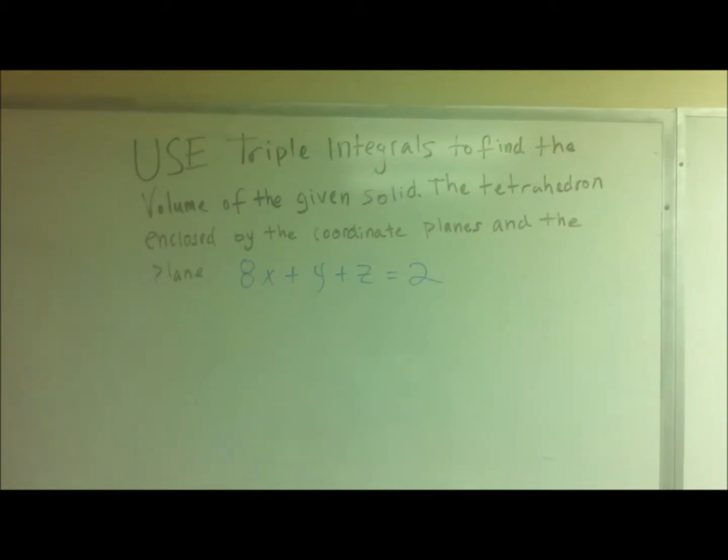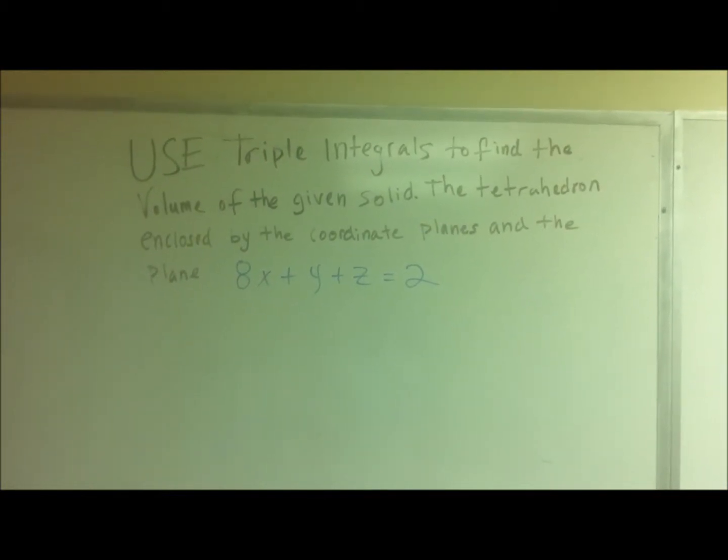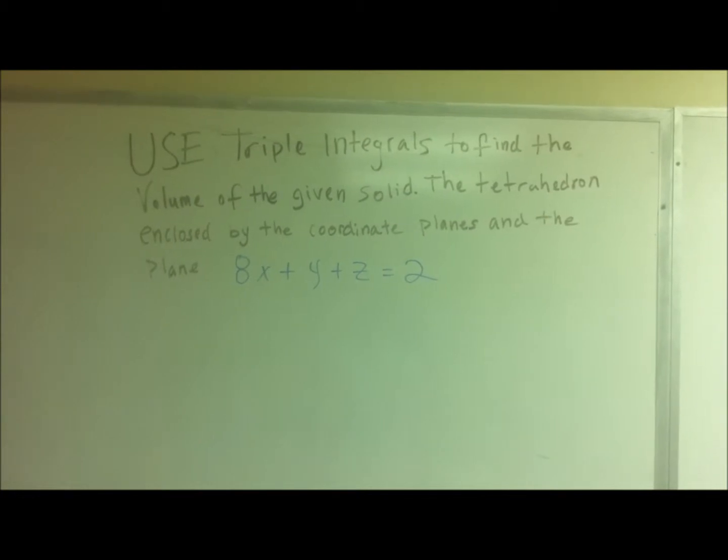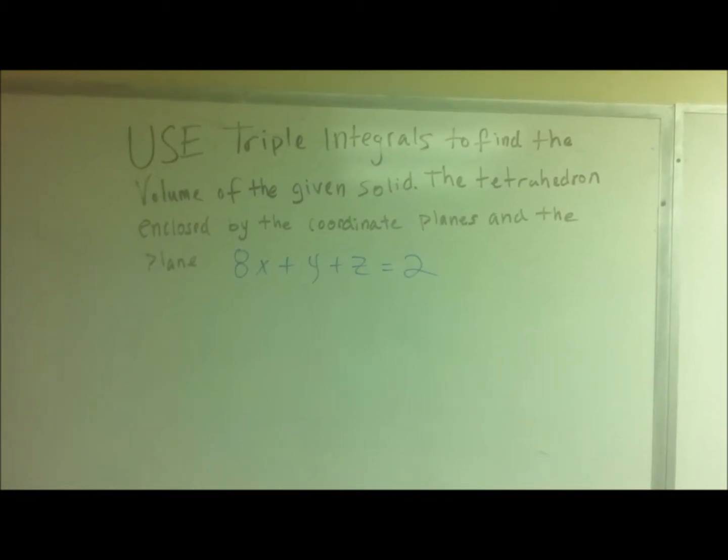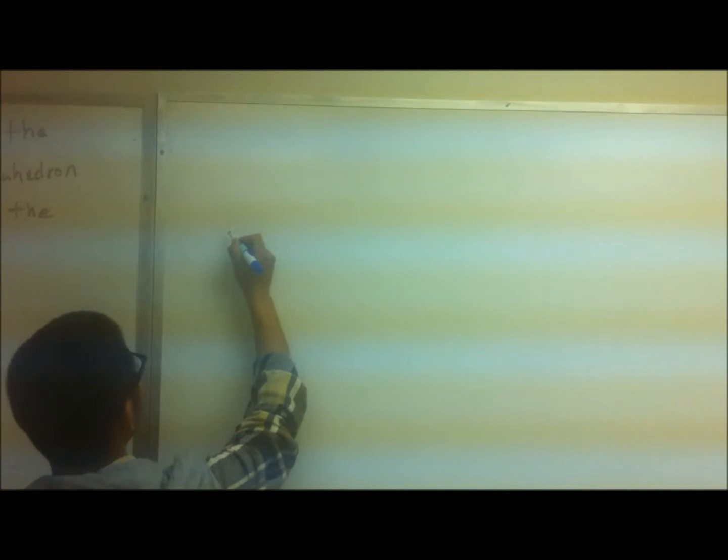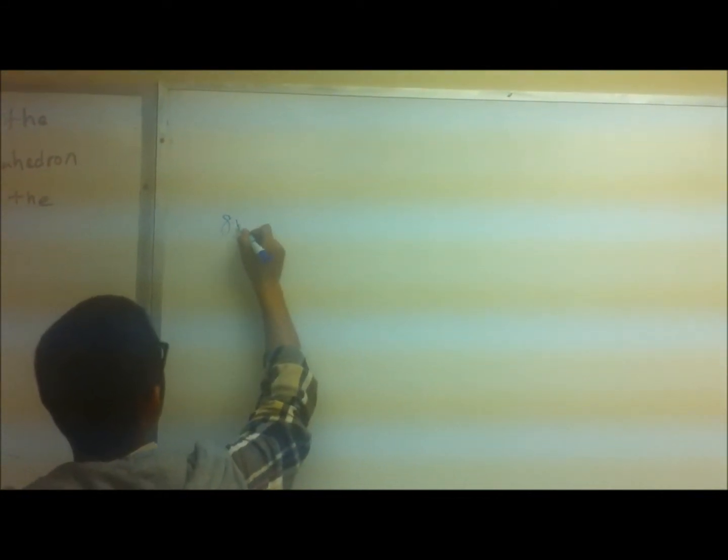Today we're going to use triple integrals to find the volume of the given solid, the tetrahedron enclosed by the coordinate planes and the plane 8x plus y plus z equals 2. The first step is to find each point.